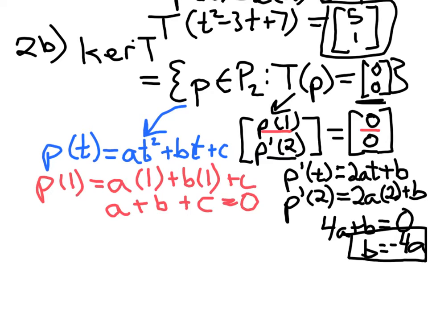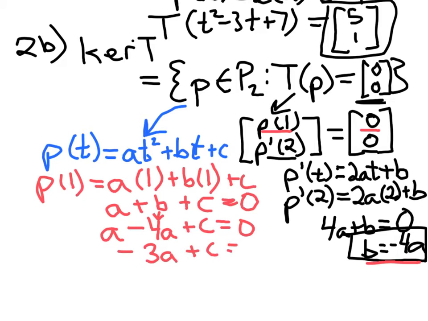If I come back to the equation where I left off here in red, I can substitute that negative 4a for the b here. So that's what's equal to b here. Plus c equals 0. So a minus 4a is negative 3a plus c equals 0. So c is equal to 3a when you move that over.